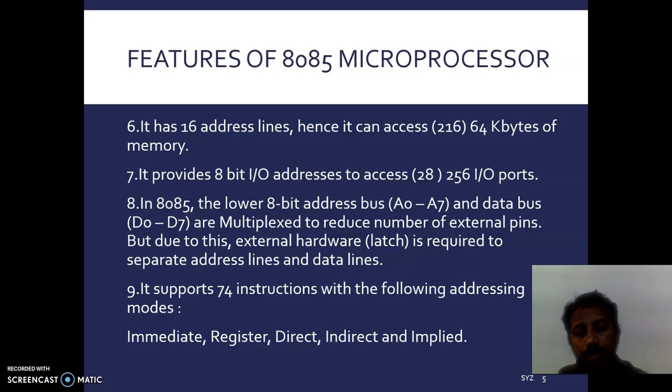8085 supports 74 different types of instructions with the following addressing modes. Addressing modes are nothing but how you address a memory, like immediate addressing mode, register addressing mode, direct addressing mode, indirect, and implied. We'll have a clear view of these addressing modes later on. These are the supported addressing modes for the 74 instructions.